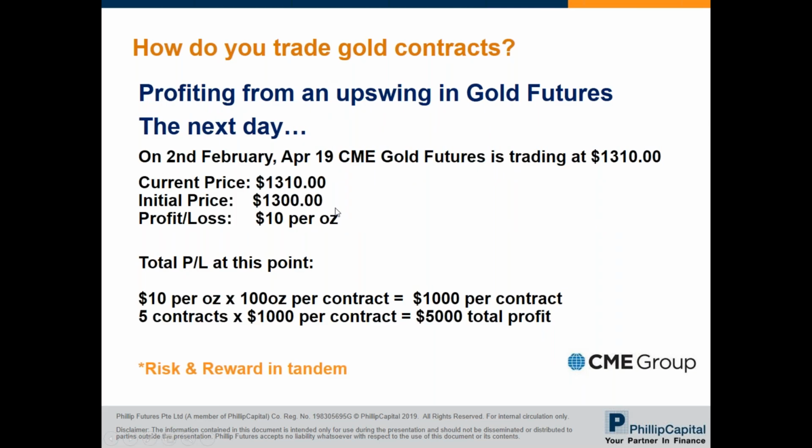$18,700. Now the next day, assuming everything goes in your favor, it appreciates by $10, so 1,310. Your total P&L at this point is $10 per ounce times 100 ounces per contract, $1,000 per contract, and times 5, $5,000 in total profit. But please note that risk and reward go in tandem. If the market moves against you, it is $5,000 in loss.